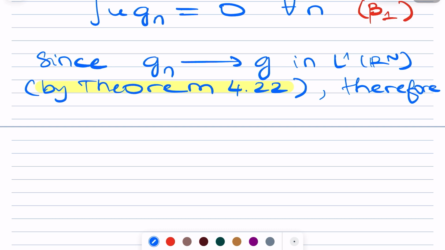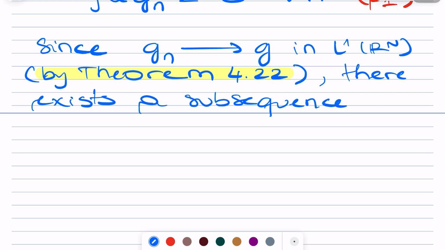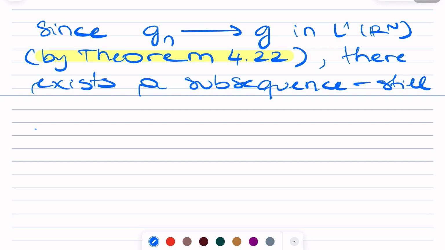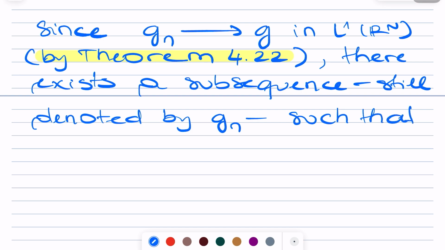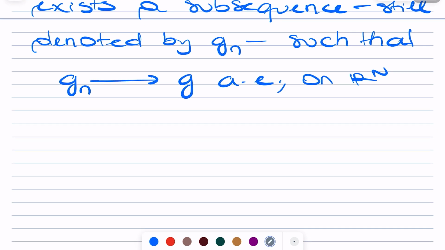So therefore, there exists a subsequence, still denoted by Gn, we are not going to relabel the subsequence, such that Gn converges pointwise to G, up to a null set, almost everywhere on Rn. We can check theorem 4.9 for your reference.